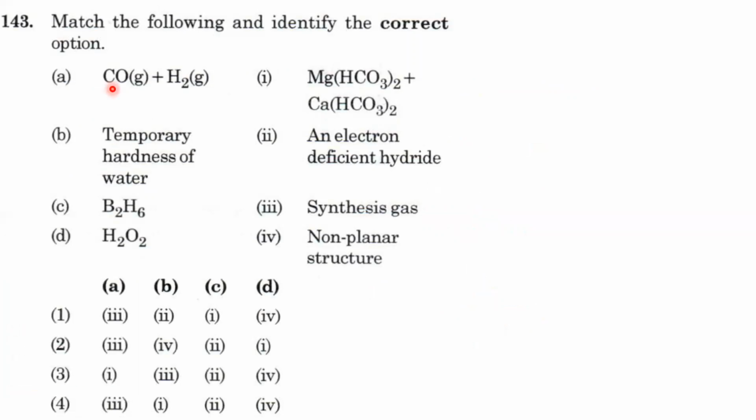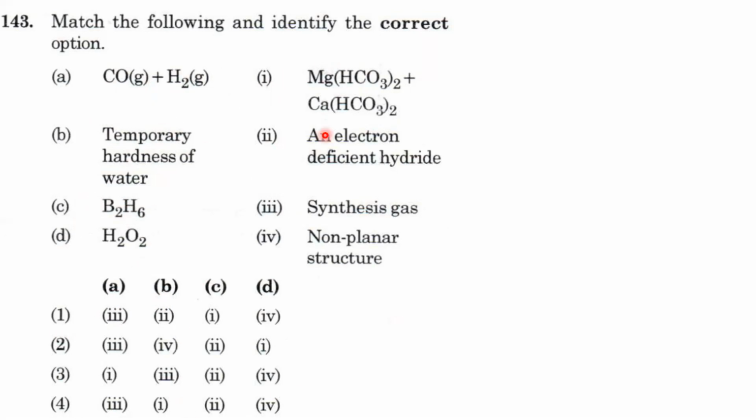Next question is match the following. Here first option, A is CO plus H2. CO plus H2 is called water gas. Water gas is called a synthesis gas. So for A, the first option, second option, fourth option. Okay. Next, temporary hardness of water is due to bicarbonates, so magnesium bicarbonate and calcium bicarbonate, first subdivision. So for B, first subdivision, that means the fourth option is the only answer.